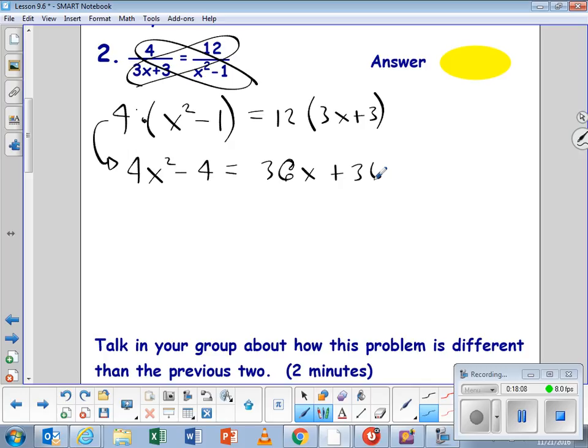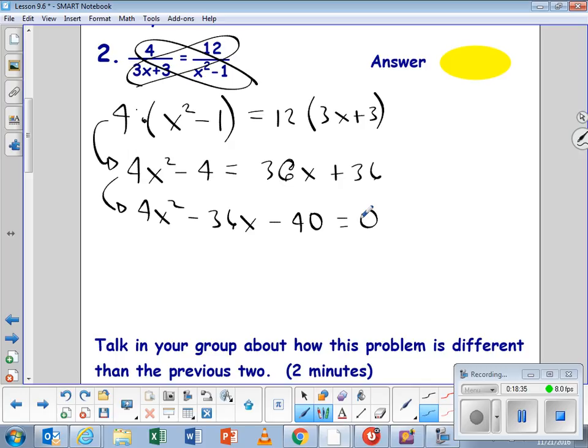Now, the next line. Jared, your group here. What do I get now? 4x squared minus 36x minus 40. Okay. Equals 0. Okay. Good.